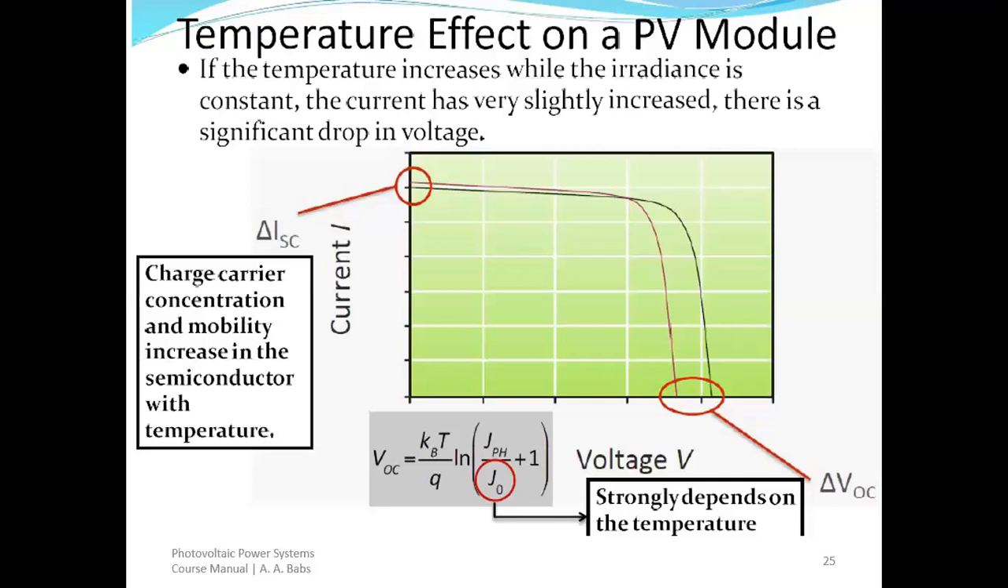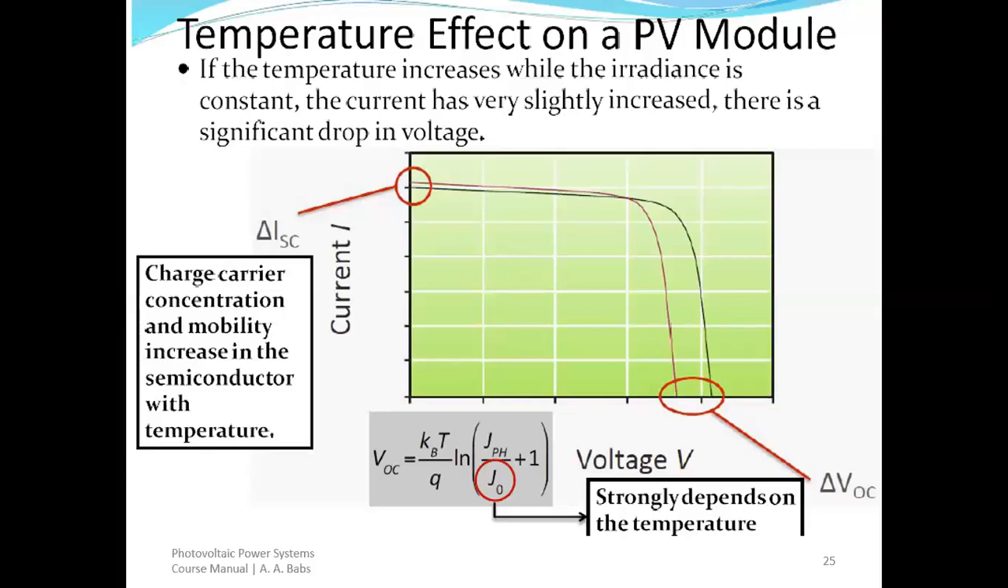And you know that as solar radiation increases, the temperature would also increase. If the temperature increases while the irradiance is constant, the current is increased. So this leads to a significant drop in the voltage. And one of the things we don't want to happen is that we don't want high current, low voltage, because this will lead to drop in performance.